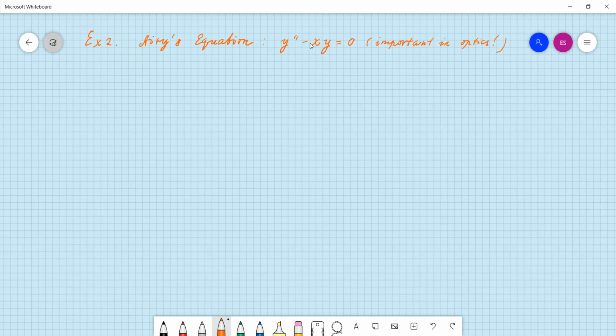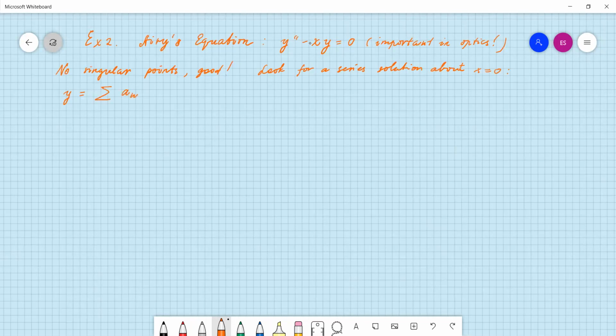And the equation has no singular points, which is good for us, right? Good for us. So we are going to look for a series solution about x equals 0. Well, just a standard power series about 0.